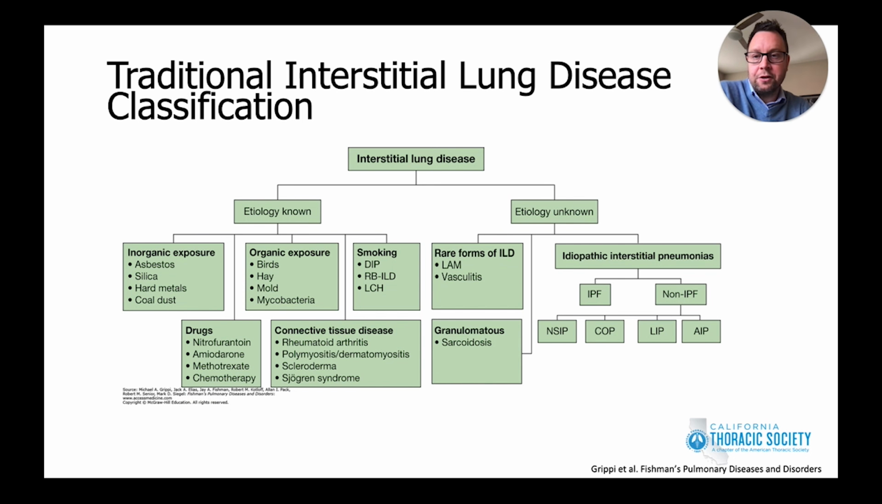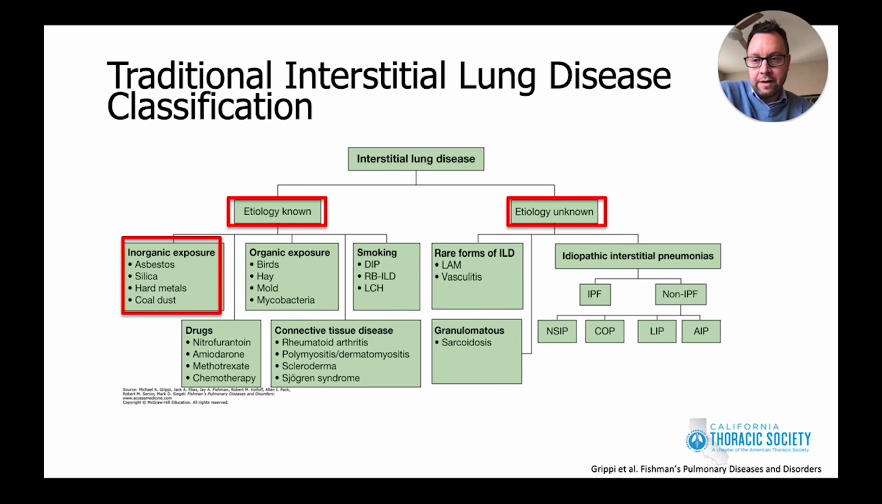So here's the traditional approach. Pulmonologists looking at this will recognize this as we learn it every decade or so, and we're reboarding. We generally split interstitial lung disease into etiology known and etiology unknown. And so first, to the etiology knowns, we have inorganic exposure-related ILDs. These are primarily occupational, asbestosis, silicosis, that sort of thing. We have more environmental exposures like birds, mold, mycobacterium.